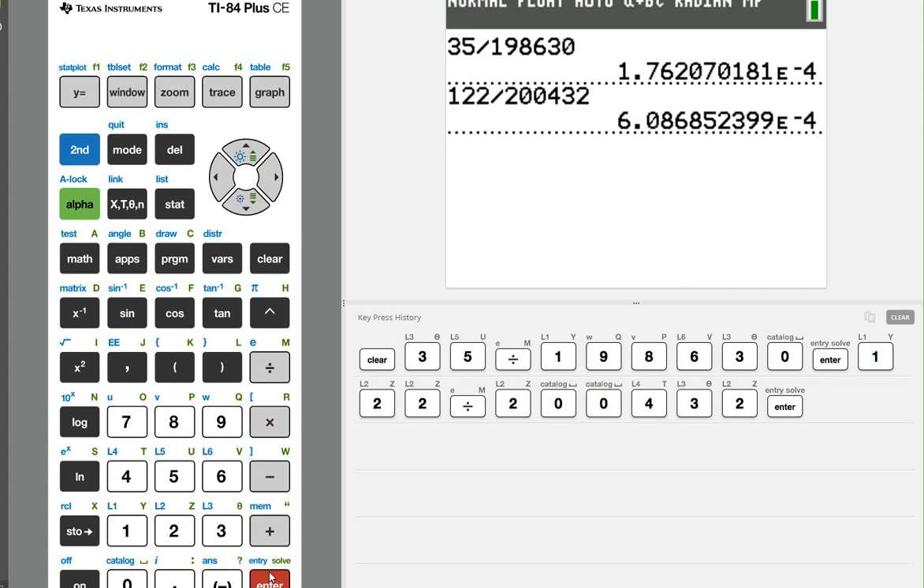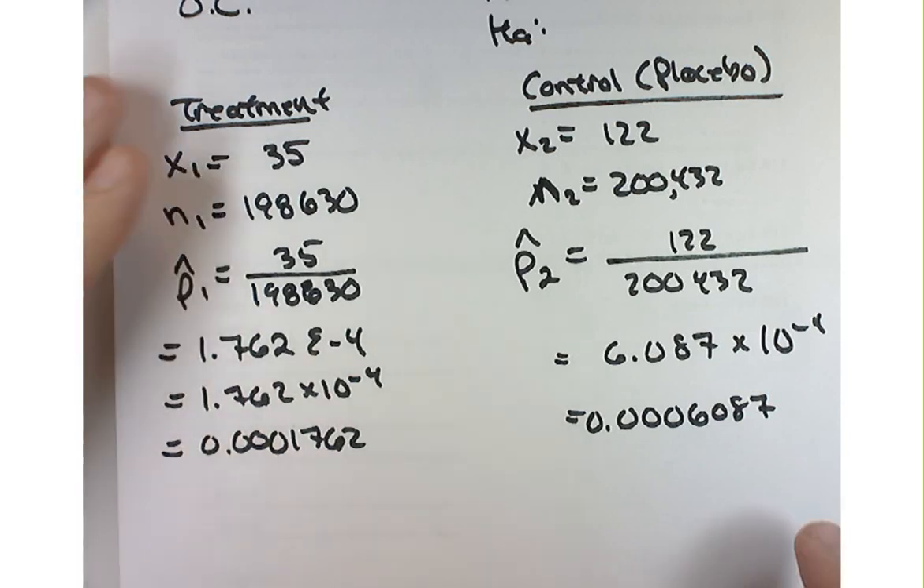Do I have a typo here someplace? Yeah, we'll call it 6087 maybe, round it off, times 10 to the negative fourth, 6.087 times 10 to the negative fourth. So let me switch back to where I'm writing.